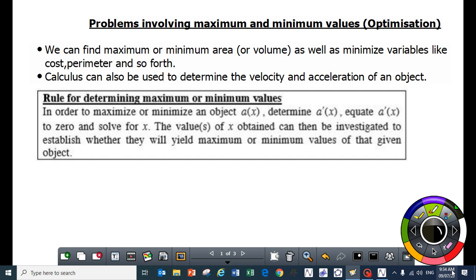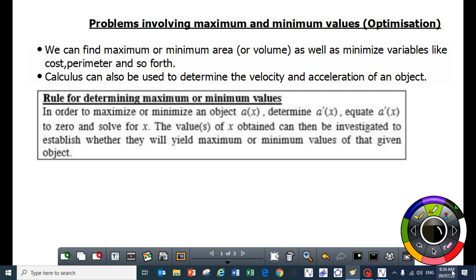Okay, you either maximize or minimize values. That's what optimization means. Okay, maximize or minimize. It is based on the fact that the y values at the turning point can be a maximum or a minimum.